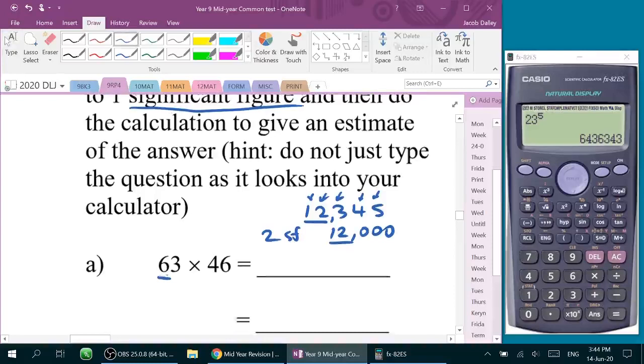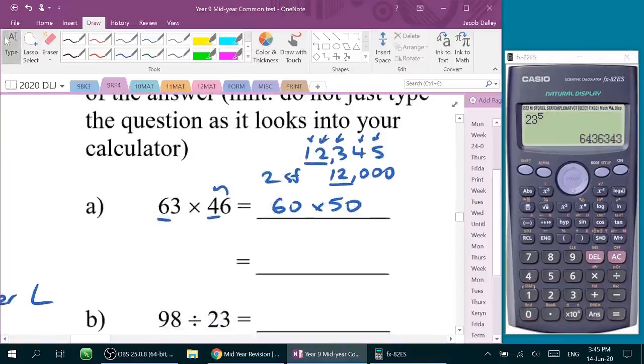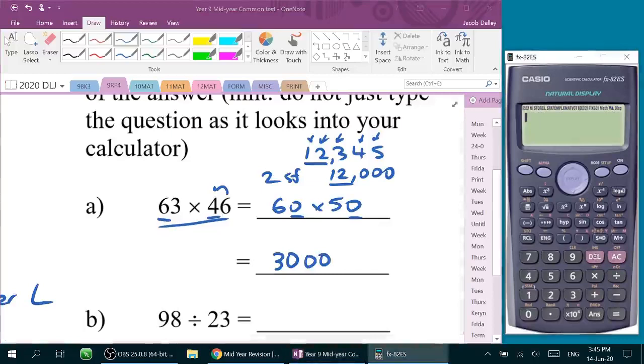So with 63 to one significant figure, that's going to become 60, and 46, this 6 will round up the 4, so we're going to have 60 times 50. So that'll give us a pretty accurate estimate of 63 times 46. So 6 times 5 is 30, and then we're just going to put those two zeros on. That'll get us 3,000. So I'll just prove that that is the case on the calculator. 3,000.